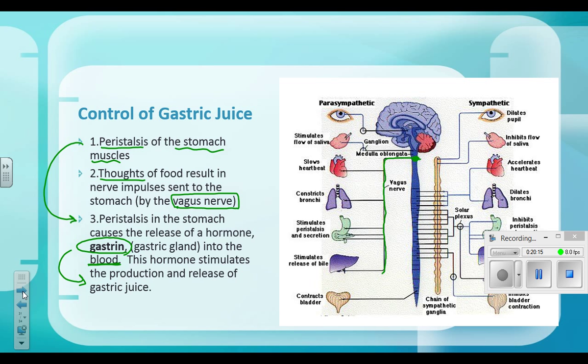So not only is food present, and that's stimulating your gastric juice, you think about food, that stimulates your gastric juice, but when there is food present, now you have a hormone being released telling your stomach, hey, release HCl, release pepsin, release all the enzymes that you have so we can start digesting this food. So gastrin is a hormone. So now we have in our hormone category insulin, glucagon, gastrin.